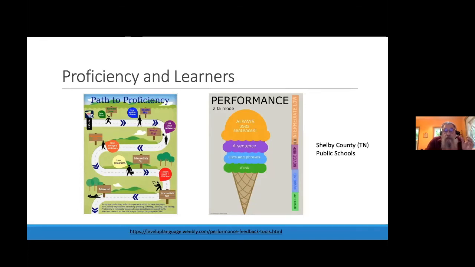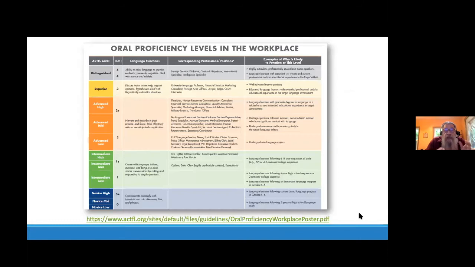Another useful resource for us is published by ACTFL. It's this Oral Proficiency Levels in the Workplace. This is a free PDF document that's available for download from ACTFL. And it explains a couple things. First of all, you can explain to your students how their language proficiency can be leveraged in the workplace, and so how it can enhance their employability.